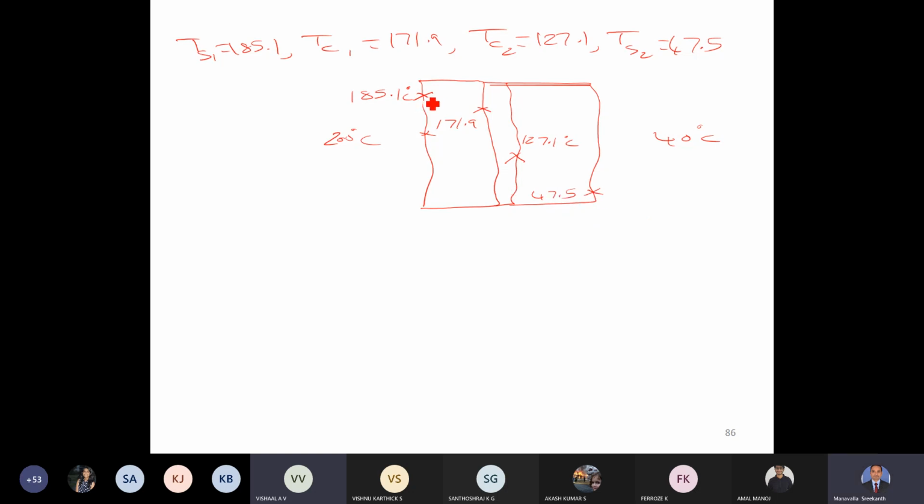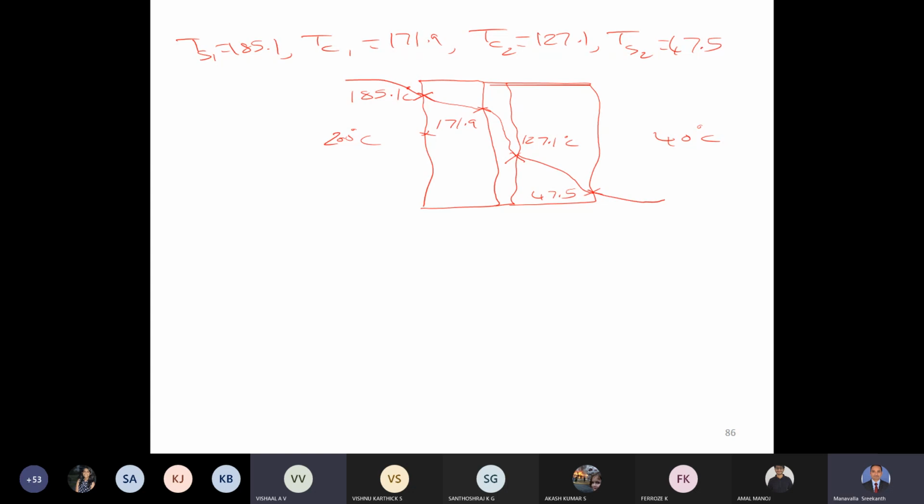47.5. So you have to connect them with a straight line because the profile inside a slab is a straight line. So this is the temperature distribution. On the left hand side, there is a convective environment, 200 degrees Celsius, so it will be something like this. And on the right hand side, 40 degrees Celsius convective environment, so this will be something like this. So this is the temperature distribution.